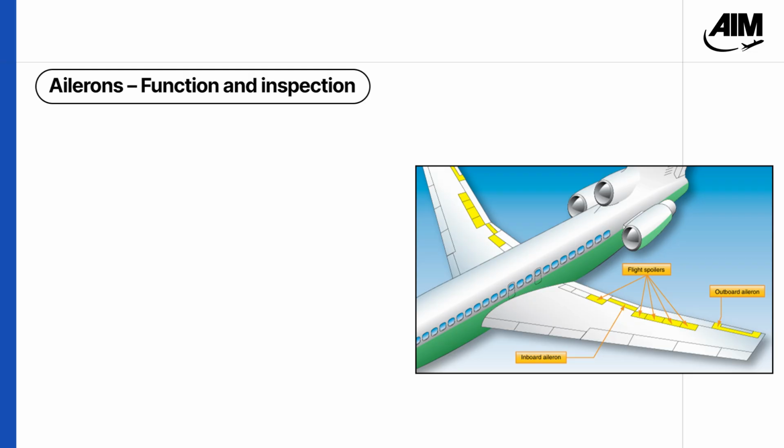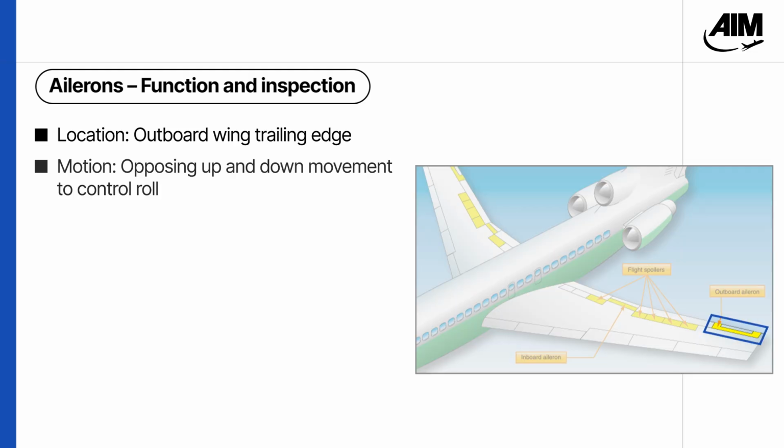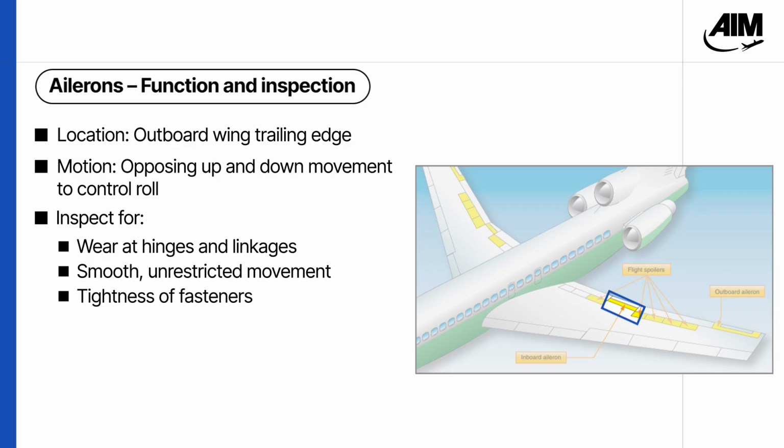Let's begin with the ailerons. They are located near the wingtips along the trailing edge and move in opposite directions to control roll. Check the hinges and linkages for wear. The surface should move freely, with all fasteners tight and balance weights properly secured.